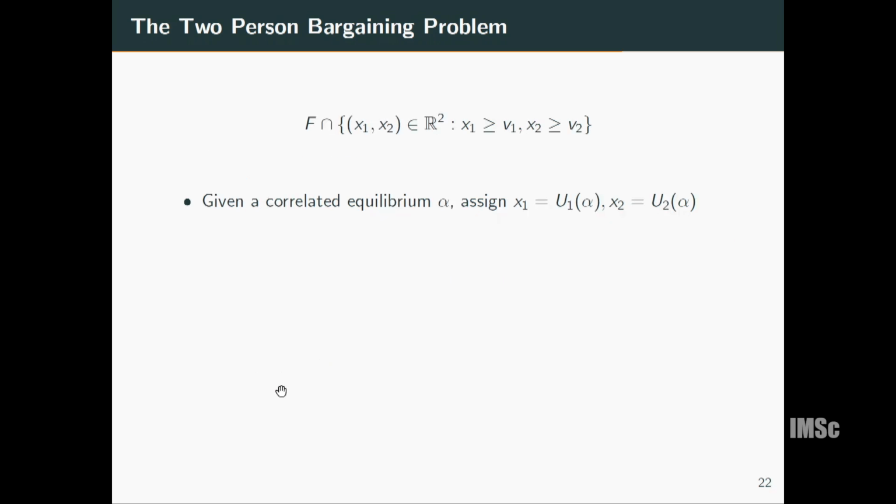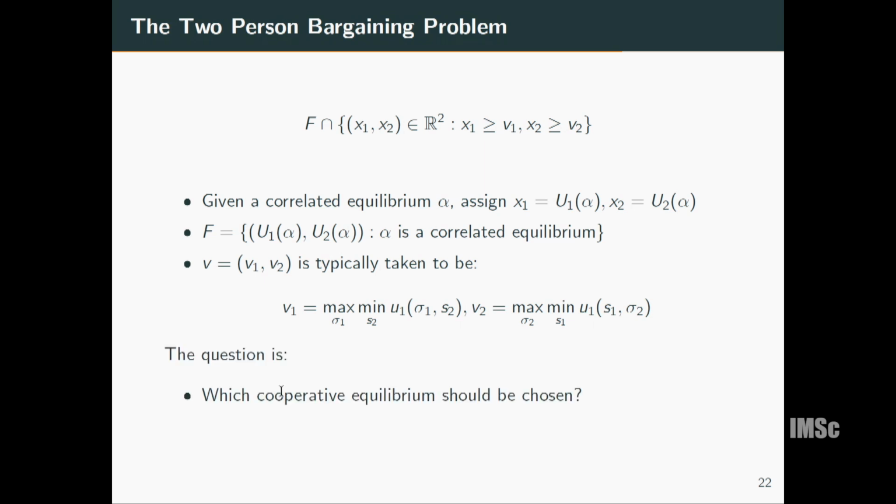Okay. So, given a correlated equilibrium alpha, you assign x1 to u1(alpha) and x2 to u2(alpha), and you define your feasible set F to correspond only to those alpha which are correlated equilibria. And I want some good point out of it. This is the question that we want. Is the question clear? I have a lot of correlated strategy equilibria, and I want to find some good point here. Now, the question is, how do I define the goodness of the solution?